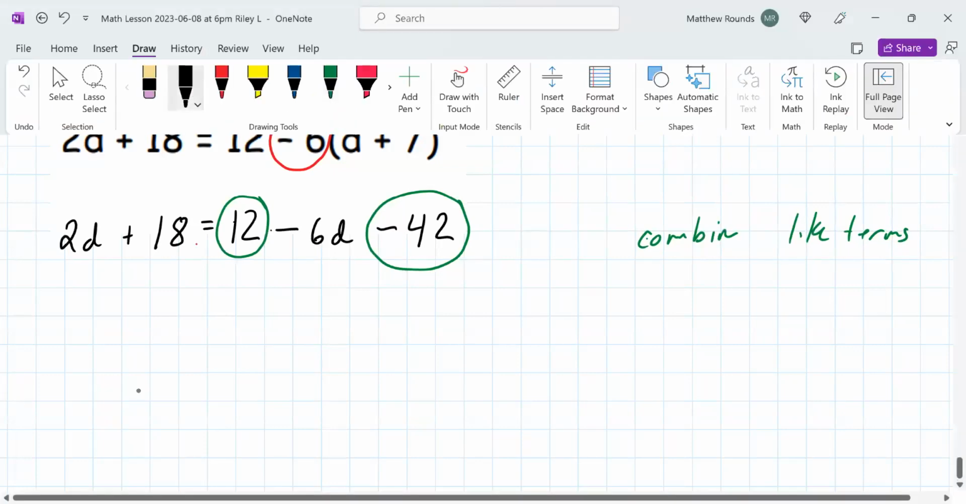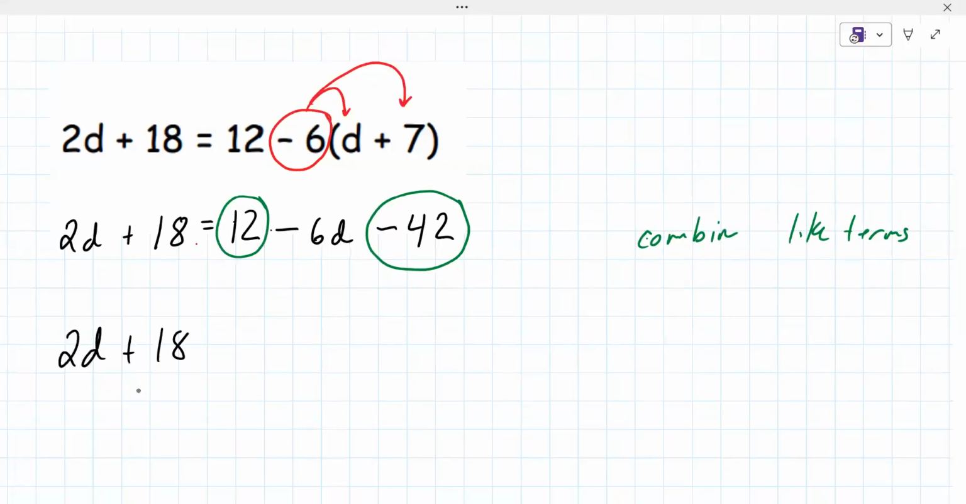All right, so on the left, it's 2D plus 18. On the right, it's minus 30 minus 6D. So this one's more involved. It's got more stuff, more of the same things we've been doing. You're doing great.